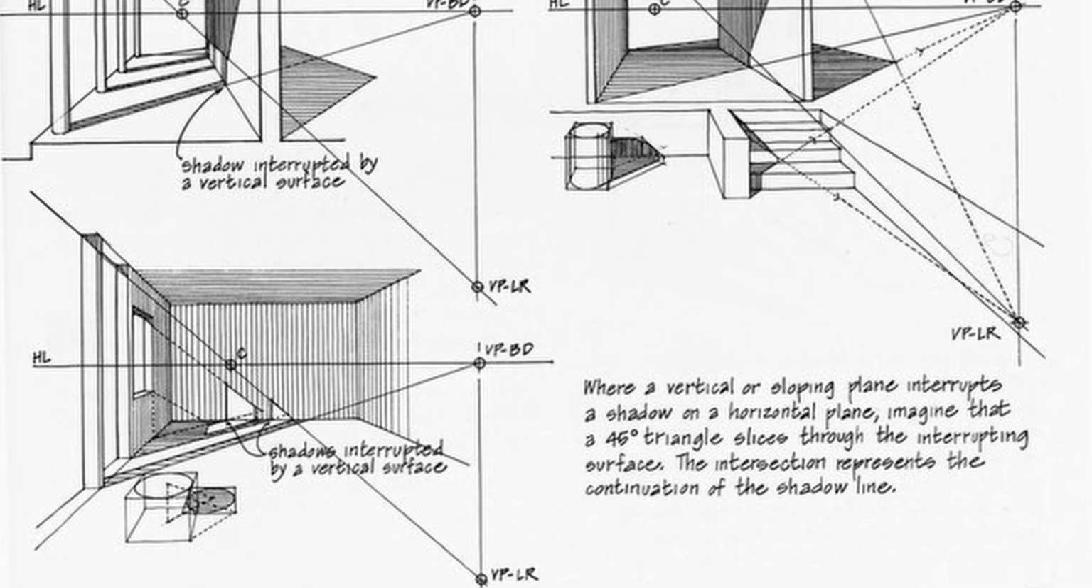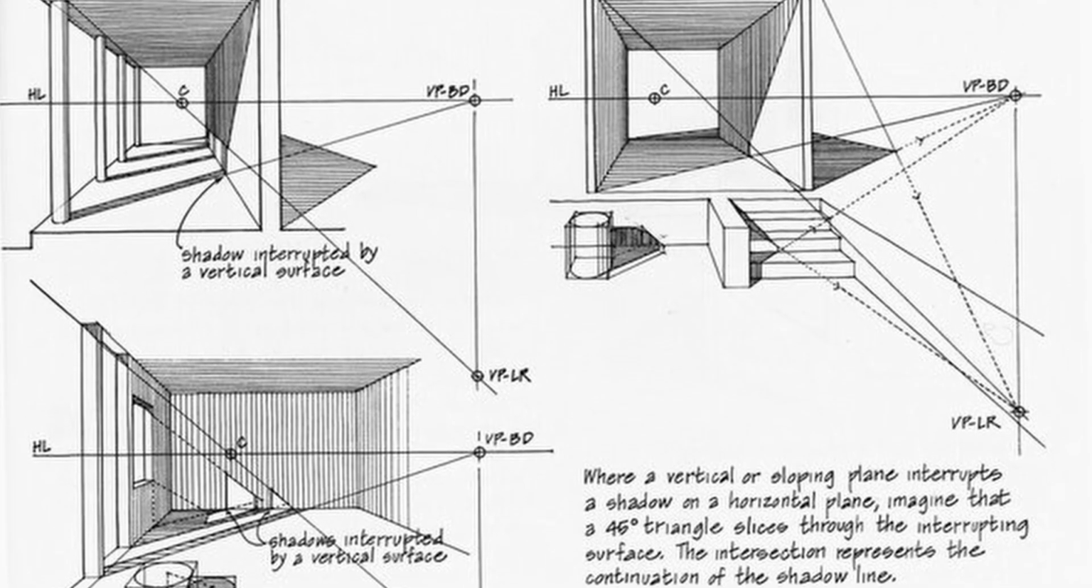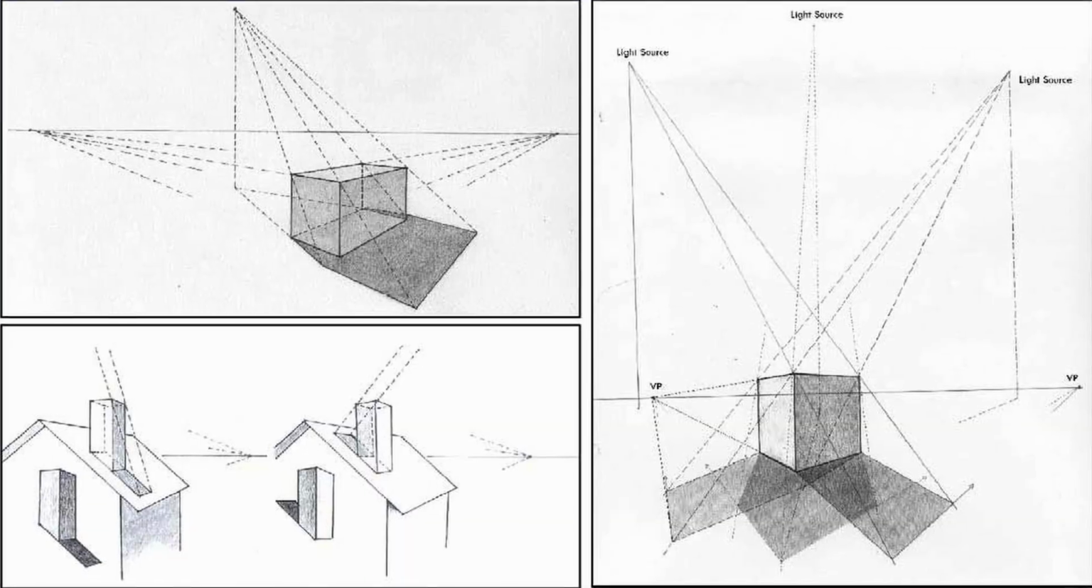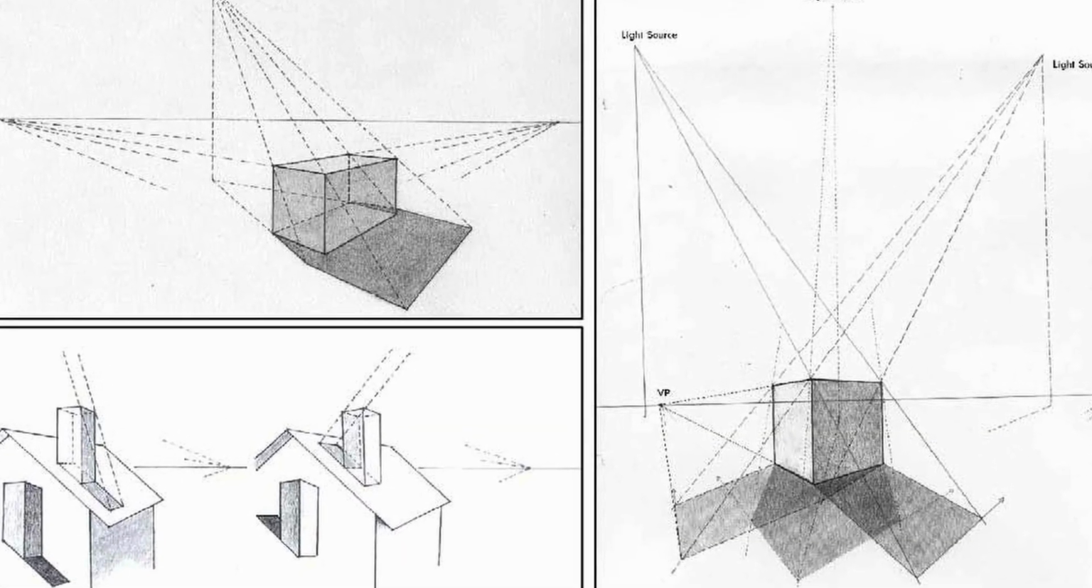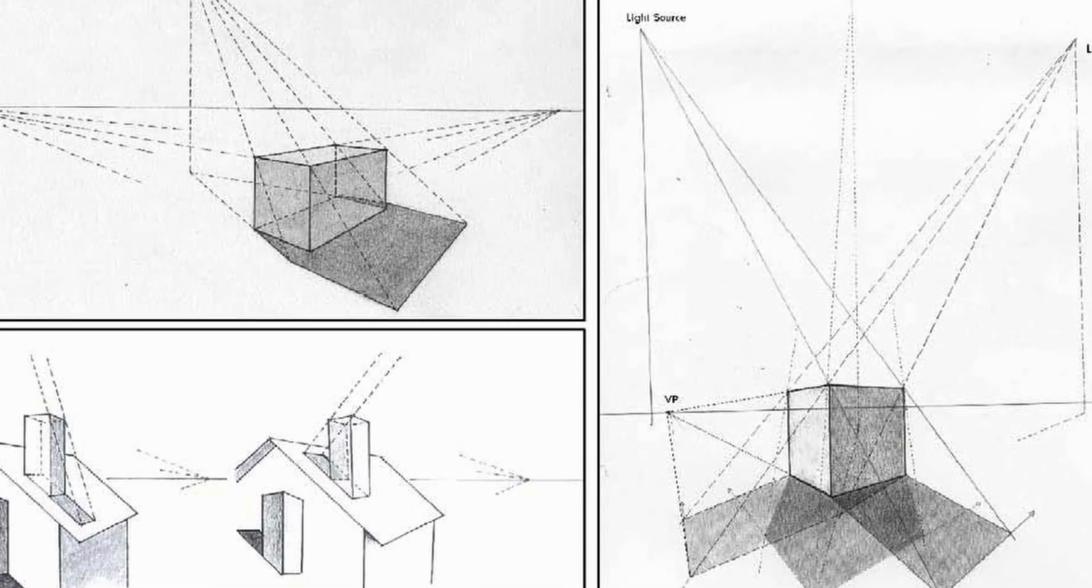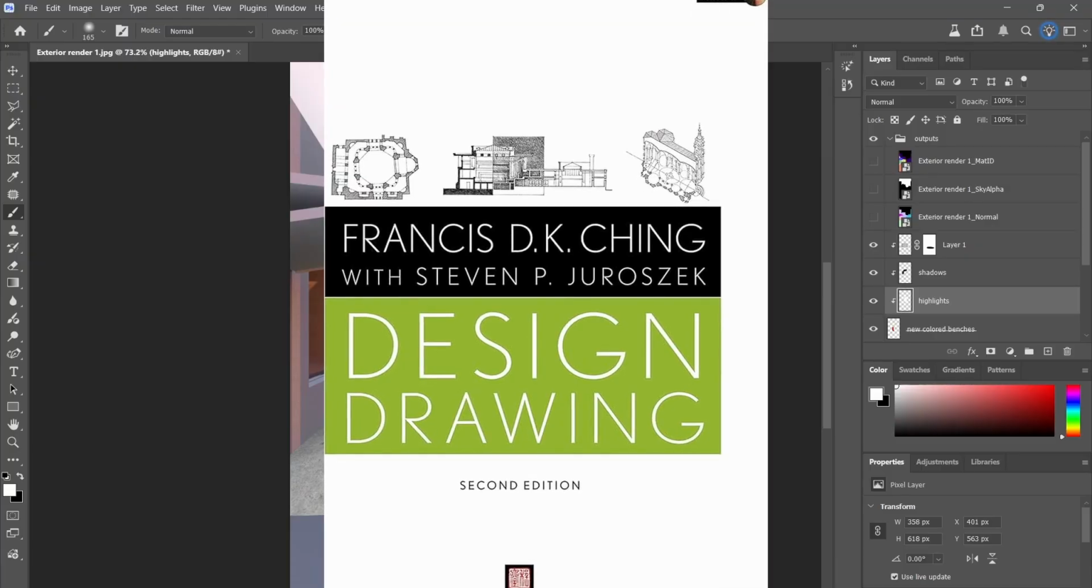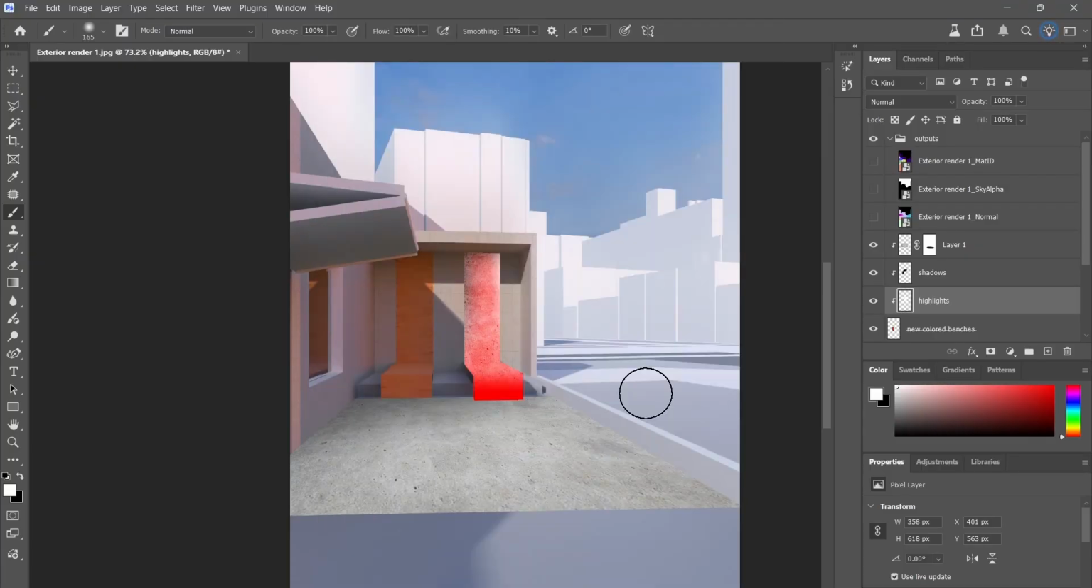For anybody who wants to learn the technicality of cast shadows, it's actually just like drawing in perspective, whether it's a 2.0 or 3.0 perspective. There's a delightful chapter, I think it's chapter 7, in Design Drawing by Ching. If you really love shadows, sometimes it's good to see it. You don't have to perfect it, but it helps you wrap your brain around how shadows are being cast.